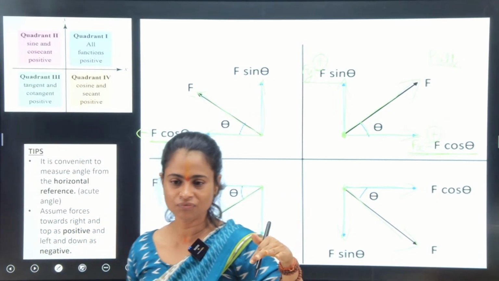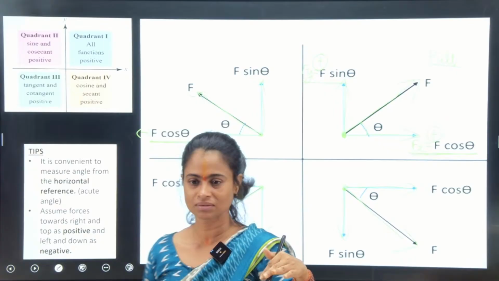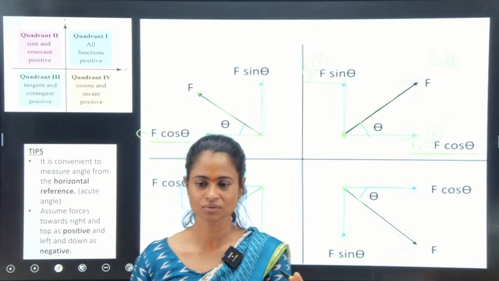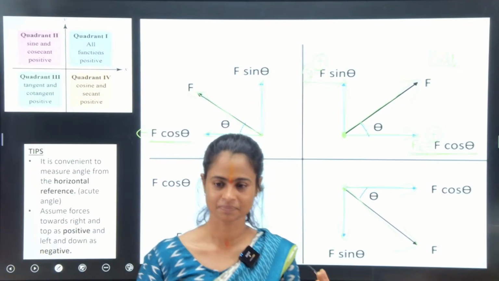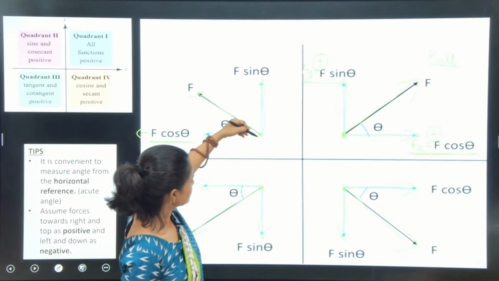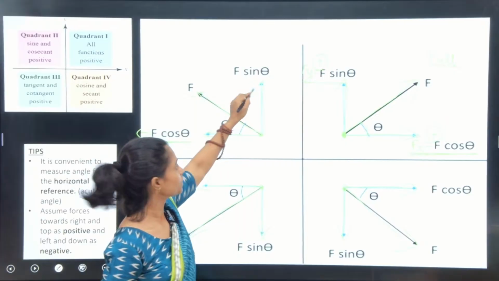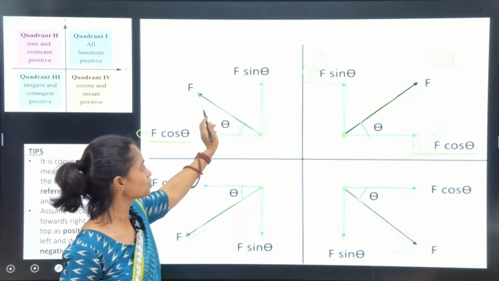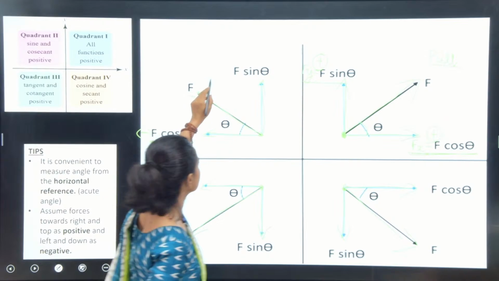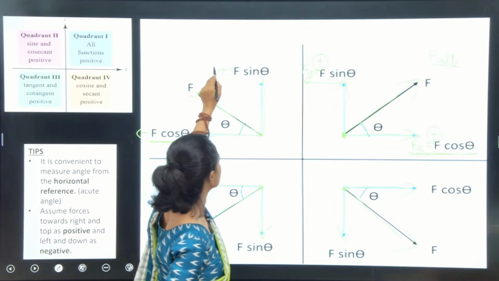Fy is 50 in the previous question. Okay, we'll go to that and see. Now, this y component of force F is going upward. It's acting upward, so we can take it as positive.